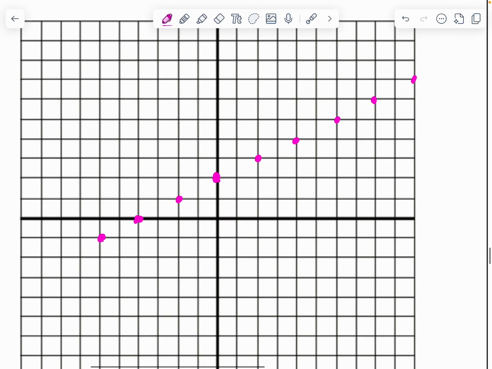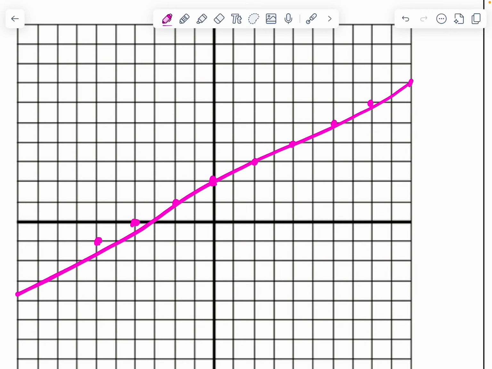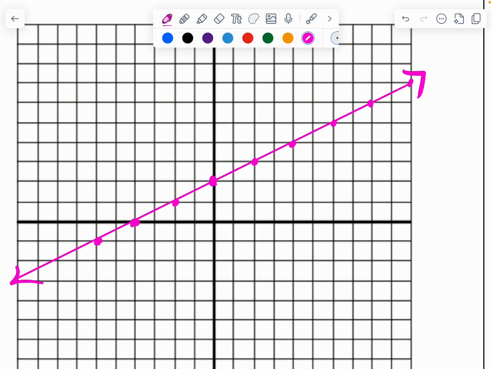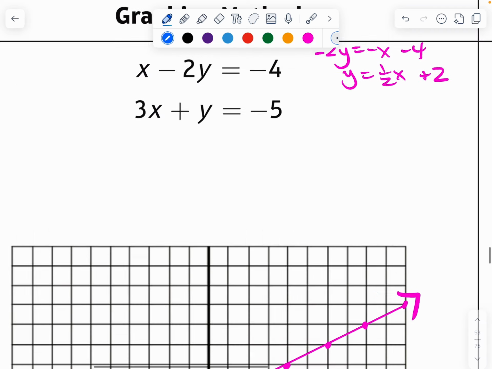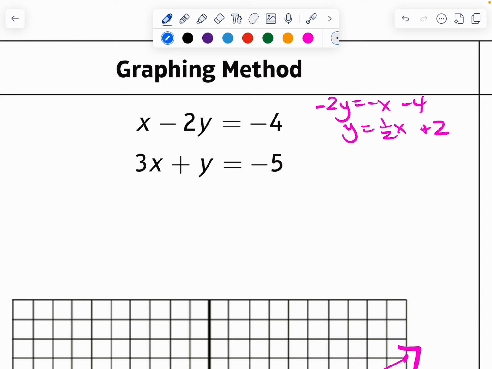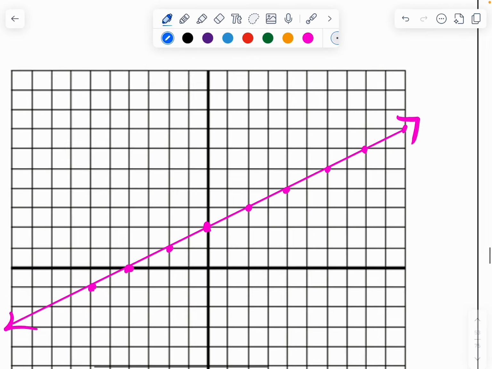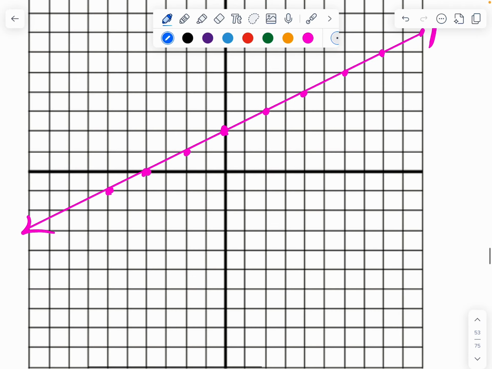Okay, I don't need all of these, but there we go. And let's go back up here. Subtract the 3x from both sides. So I go down to -5. 1, 2, 3, 4, 5. 1, 2, 3 over 1. 2, 3 over 1. Look at that. They ran into each other.